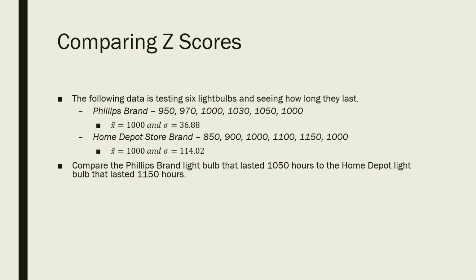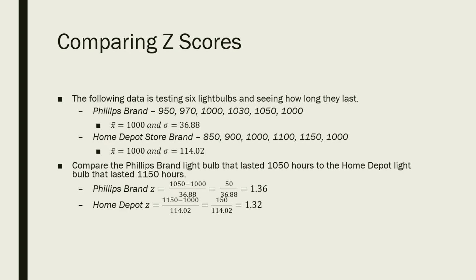So if we compare these, say I want to compare the highest value in both, so I want to compare the 1,050 hours for Philips to the 1,150 hours for the Home Depot. If I do the Philips brand, I get 50 divided by 36.88, which gives a value of 1.36. You will see throughout this class that we will always round z-scores to 2 decimal places. For the Home Depot, we do the z-score again. We get 150 divided by 114, and we get a value of 1.32 standard deviations.